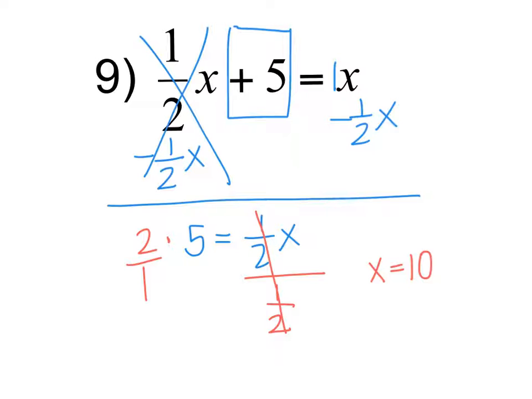That's it for this section. Moving variables to get the variables on one side and the numbers on the other, and then solving it using the same steps that you already learned.